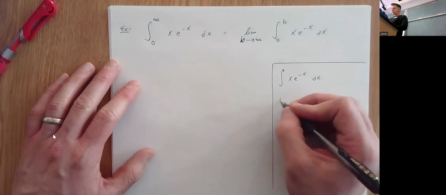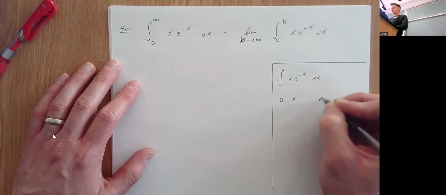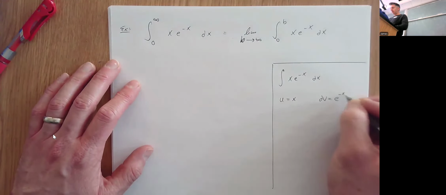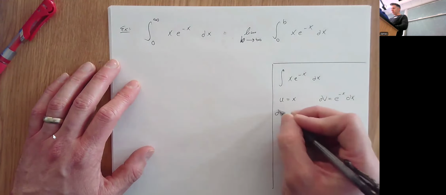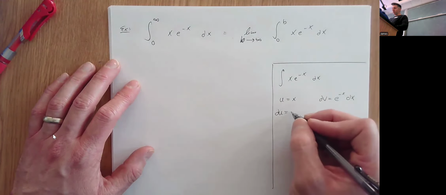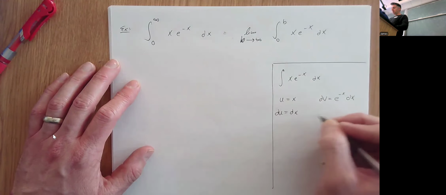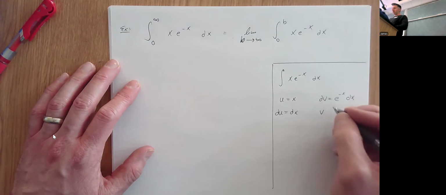So I'm going to let u equal x. My dv is the rest, e to the negative x dx. My du is equal to the derivative of x, which is 1 times dx. And my v is the antiderivative of e to the negative x, which is negative e to the negative x.